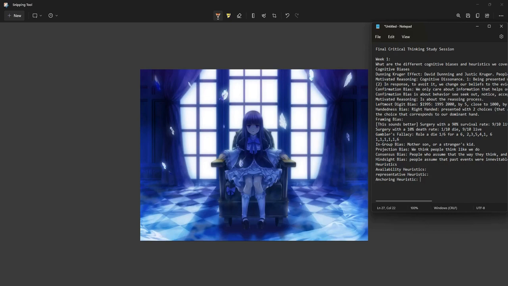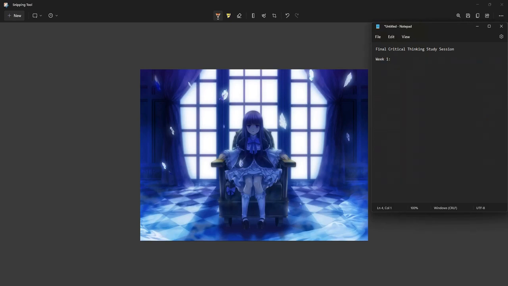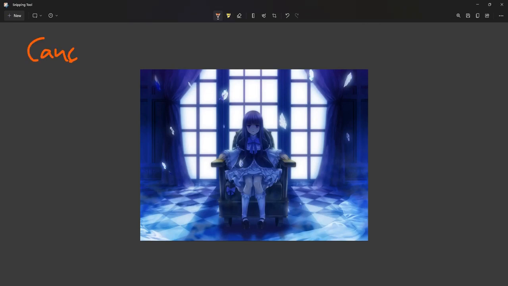So that's it for the heuristics and the biases. We have the Dunning-Kruger effect, motivated reasoning, confirmation bias, leftmost digit bias, handedness bias, framing bias, gambler's fallacy, in-group bias, projection bias, consensus bias, hindsight bias, and cognitive heuristics include availability heuristic, representative heuristic, anchoring heuristic, and those are the three. Simple enough. Let's move on to structured paraphrase. Specifically, how do we do them, and what codes do we use? Well, to do so, we need to understand something called cause and effect.